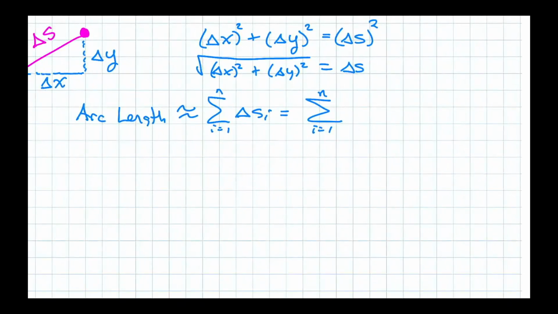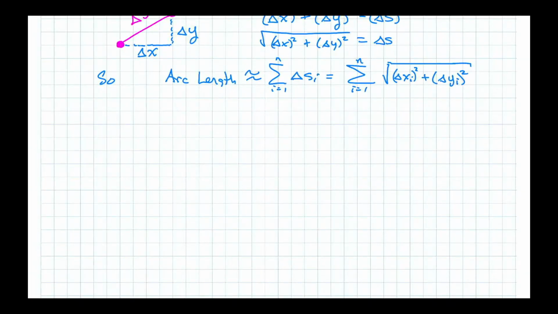So come back over here, and we are going to substitute this in for all of the delta s's, which means we're going to put a square root symbol, and then go delta xi squared plus delta yi squared. And that is your formula. It's not the arc length, it's almost the arc length.